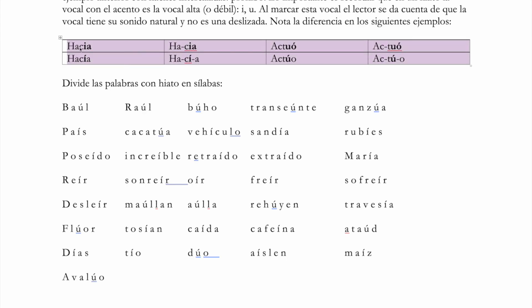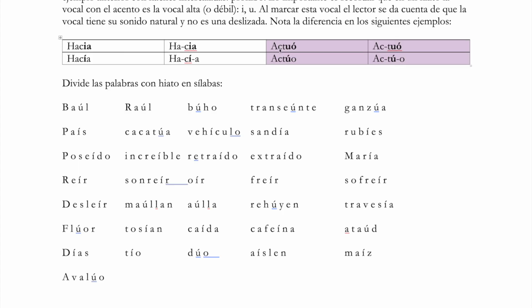And notice this is hacia, so the stress is here. And this would be, say, like toward or direction. Se fue hacia allá. He went that way. Versus this one, where it does have the stress over the high vowel, this will be a hiatus. So you're going to break them up because the I will sound like a natural E. So hacia, and this is how you divide up the vowels. Hacia, 2 syllables. Hacía, 3.